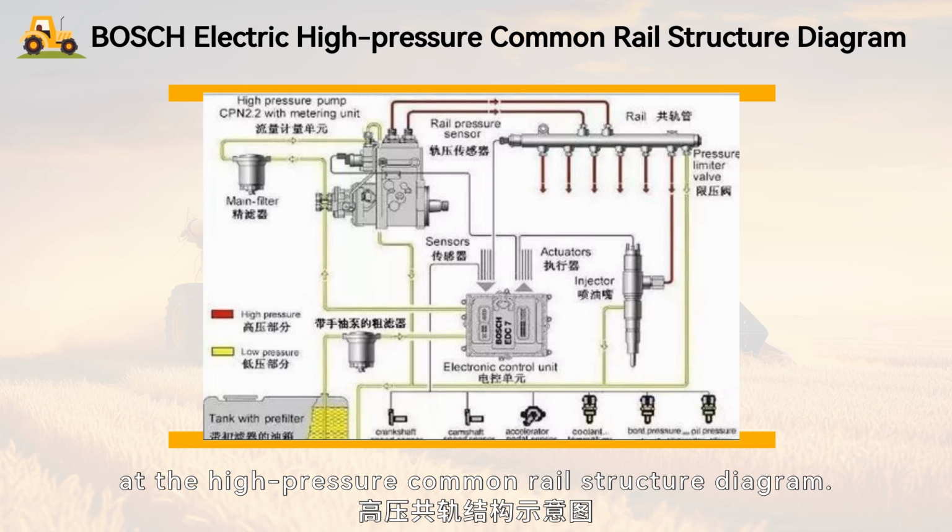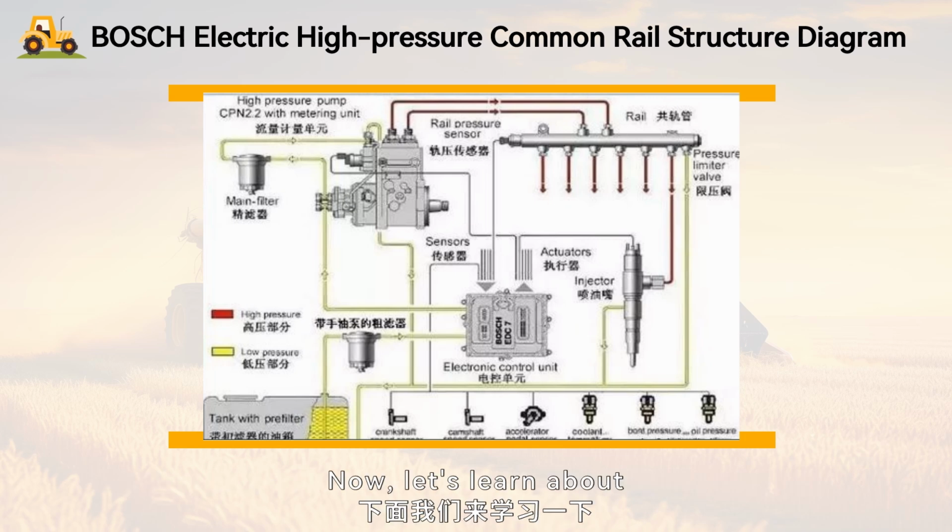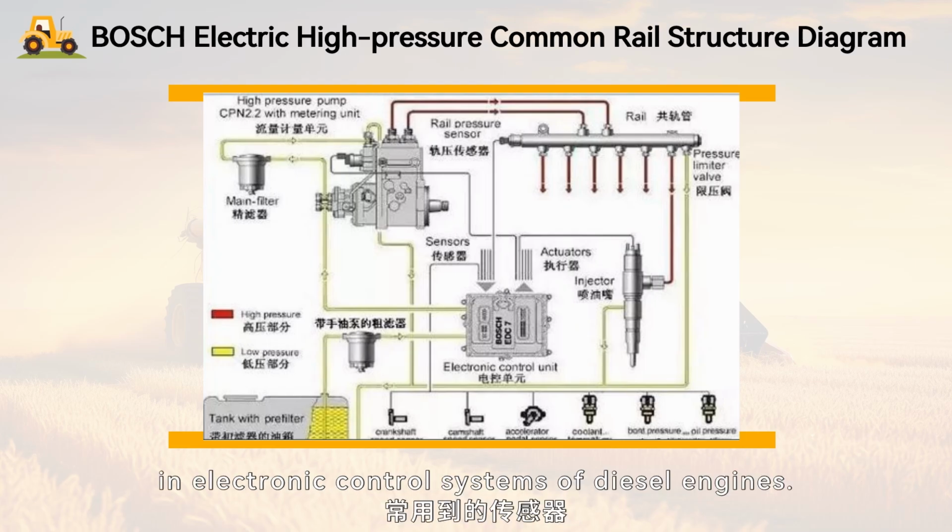First, let's look at the high-pressure common rail structure diagram. Now, let's learn about the sensors commonly used in electronic control systems of diesel engines.